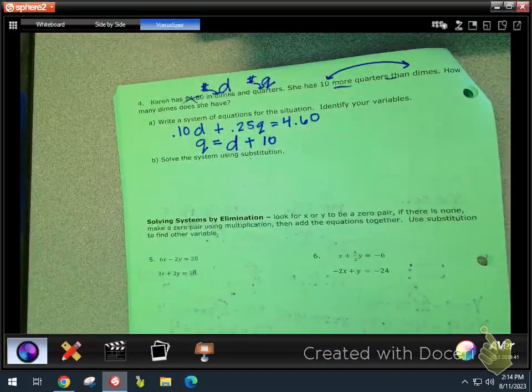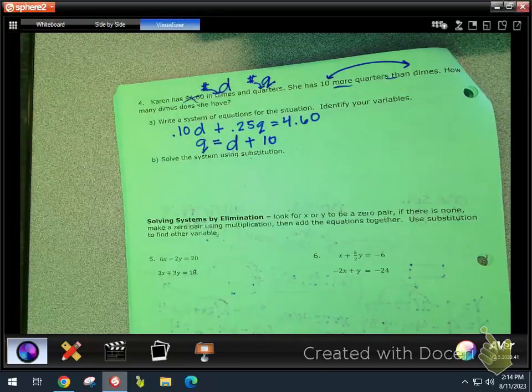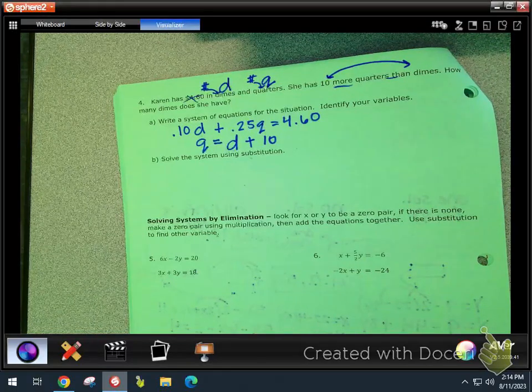With addition, it doesn't matter. D plus 10 is the same thing as 10 plus D, right? 5 plus 4, 4 plus 5. 5 minus 4 is not the same thing as 4 minus 5. So if it says "less than," if you do not switch that, wrong. Everything is going to be wrong.